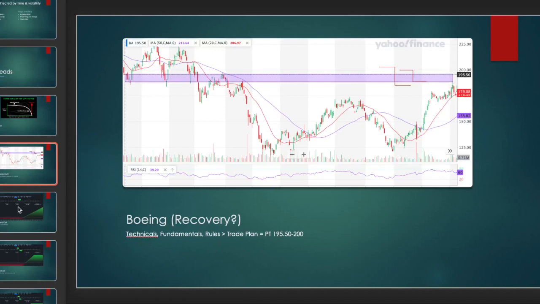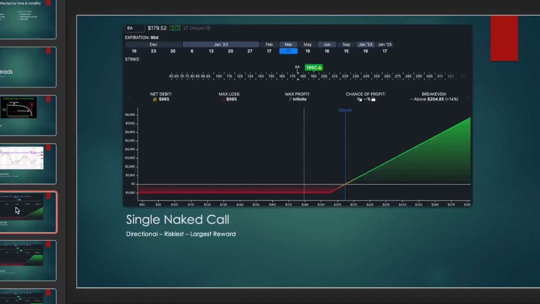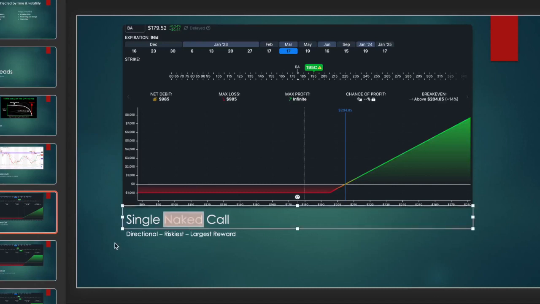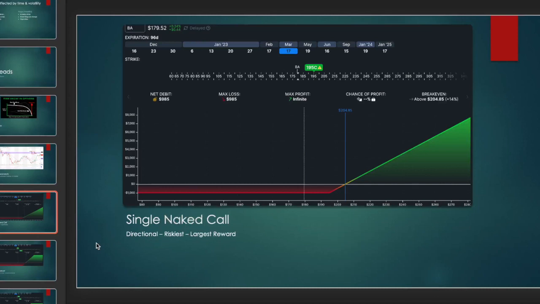Okay, so what would happen if you take a single, or naked, call? It's called naked because you are basically not covered. So that should give you an idea of what kind of trade this is. It's obviously a dangerous trade because it's naked. You're not covered. So it is very directional. It is the most directional type of trade because you are focused on this direction. And you can see the max profit here, as we mentioned before, is infinite. Of course, that never happens.